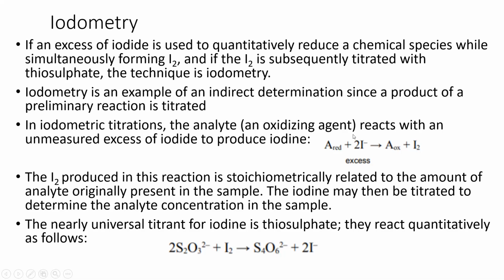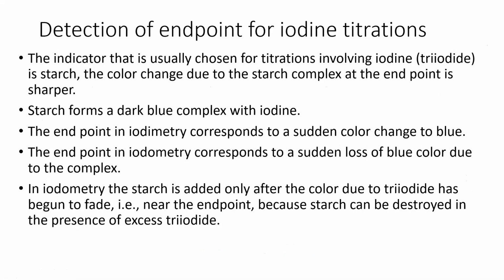So we start with iodide, you react it with your sample, your sample gets oxidized, and iodine is produced. Then the iodine that is produced here is related to the amount of the analyte originally present in your sample. This iodine now can be used to titrate thiosulfate to get your iodide ion.